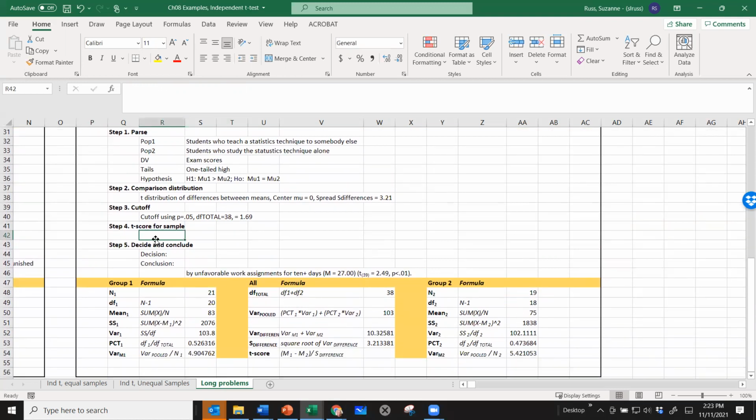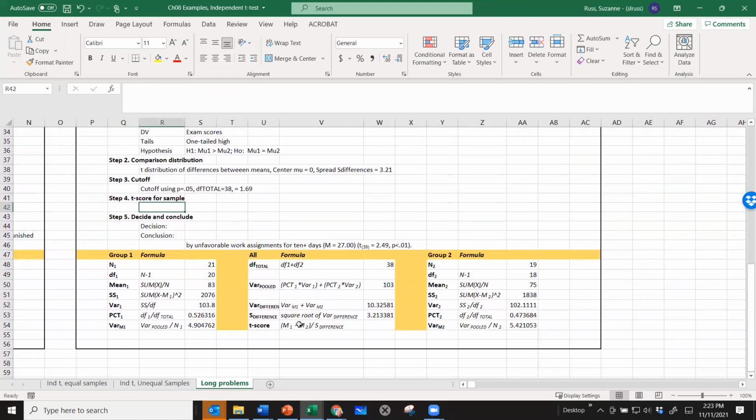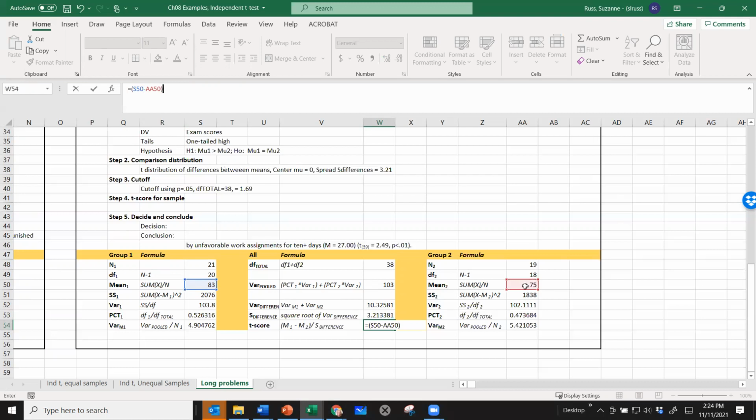Now we need our t-score for the sample. I have the formula for it written down here: M1 minus M2 divided by the standard deviation for the difference between means. So let's go ahead and do that formula. I'm going to type my equal sign, and put an opening parenthesis so I can do the subtraction first, because we want it to subtract before it divides. So here is the mean for group 1, 83, minus the mean for group 2, which is 75. I'll put my closing parenthesis.